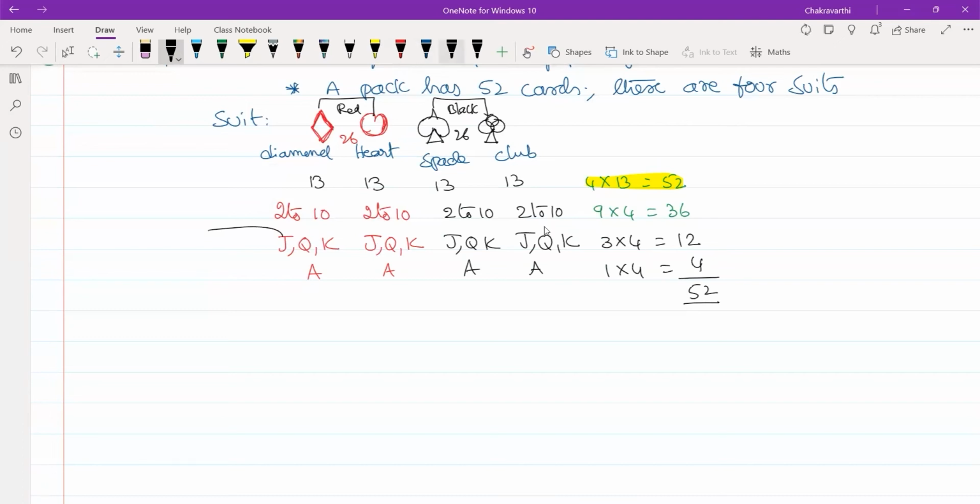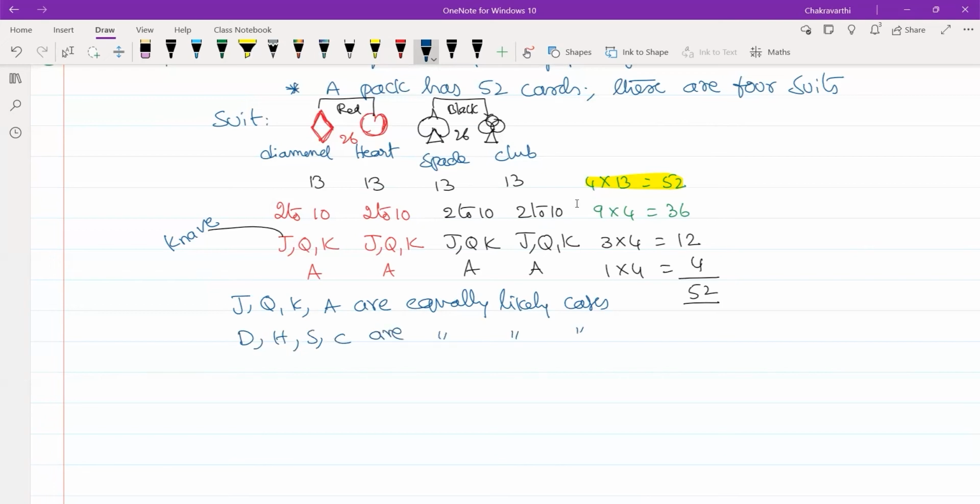It's called a knave. Knave means soldier. 4 soldiers are there, 4 queens are there, 4 kings are there. All are equally likely cases. Jack, queen, king, ace are equally likely cases. Spade, diamond, heart, club are equally likely cases. Remember these points. These points are very, very important.